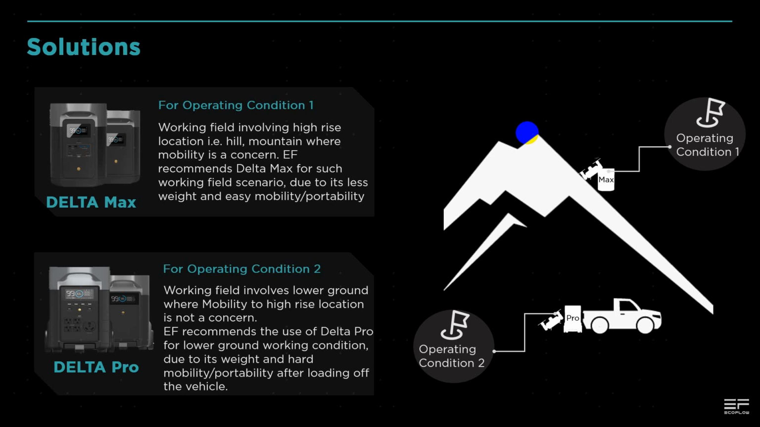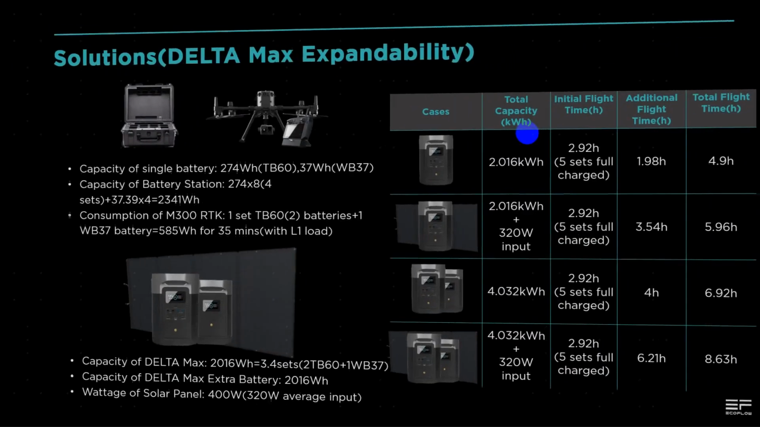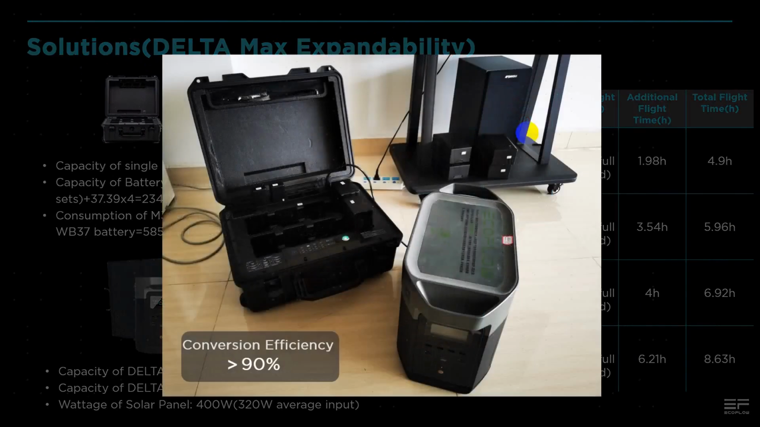Working field involves lower ground where mobility to high-risk location is not a concern. EcoFlow recommends the use of Delta Pro for lower ground working condition due to its weight and hard mobility after loading of the vehicle. Before proposing the solution, we did a test with our Delta Max. The conversion efficiency is up to 90%, so you can be relieved of data accuracy, and all the results we give to you are accurate.